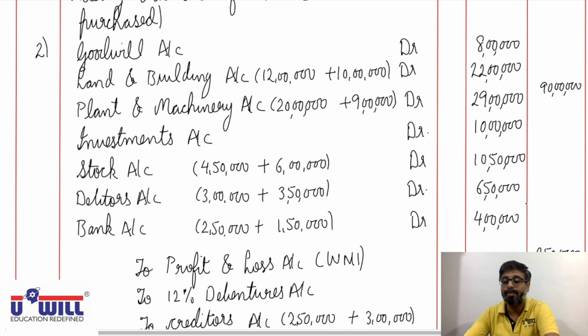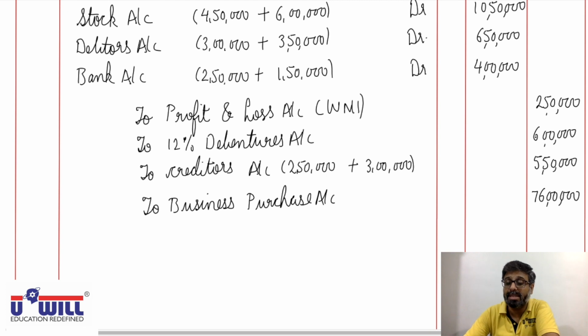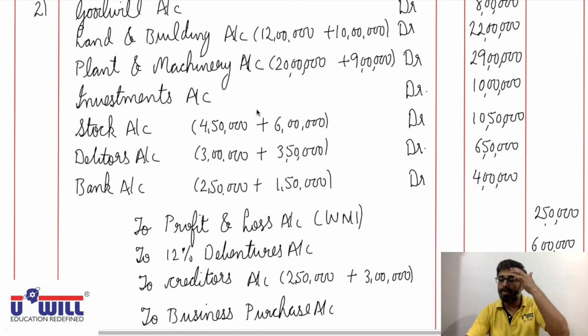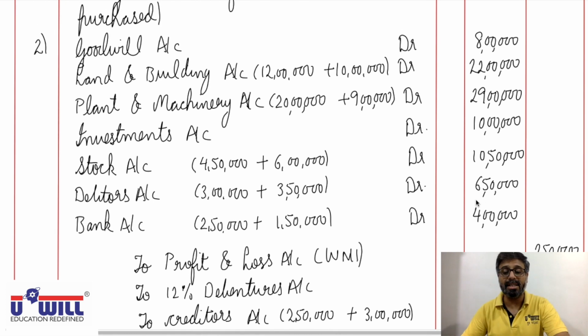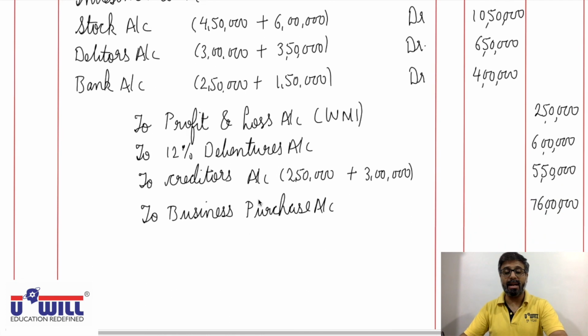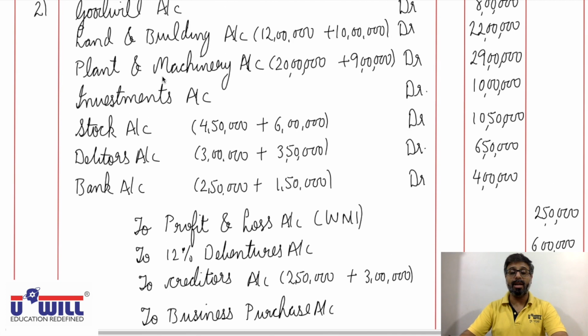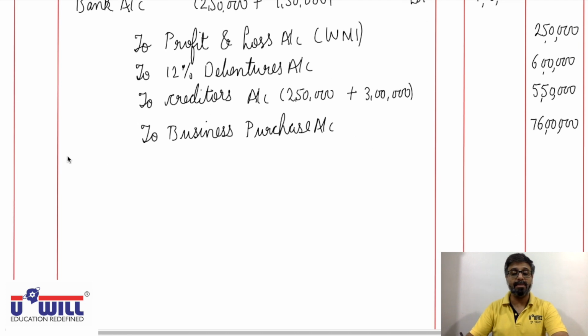And what is the credit amount? 2,50,000 plus 6, 8,50,000 plus 5,50,000, 14 lakhs plus 76, 90 lakhs. So you all can verify debit is equal to credit. After this second entry, just verify that because it's a huge entry. Once again, all assets account debit at book values, including other non-current assets which we don't have here. To liabilities account including reserves, so the P&L account as per working note 1, 2,50,000, and other liabilities at book value, and to business purchase account.